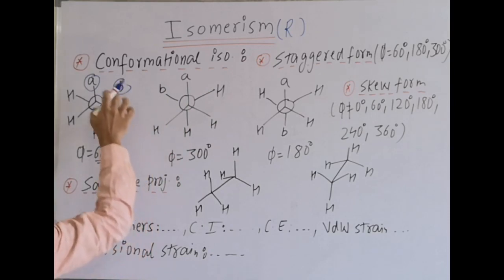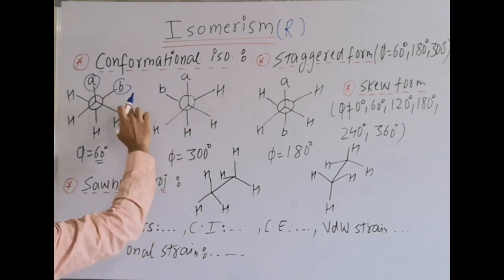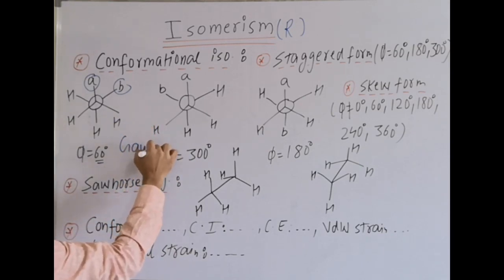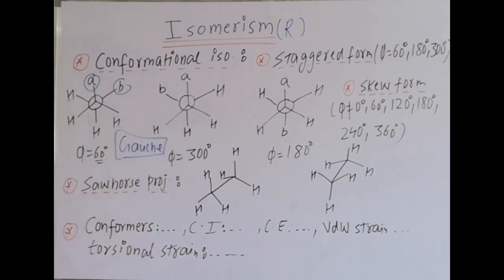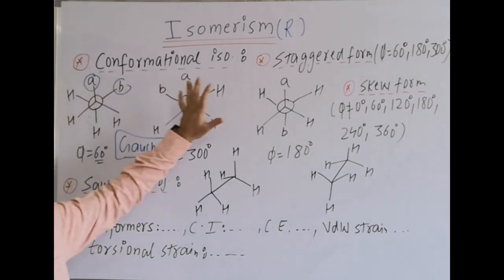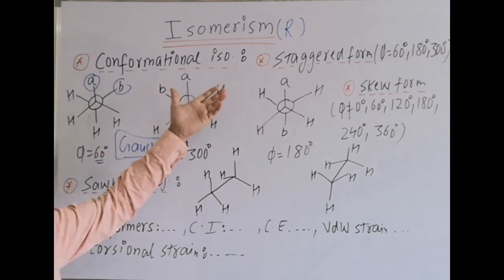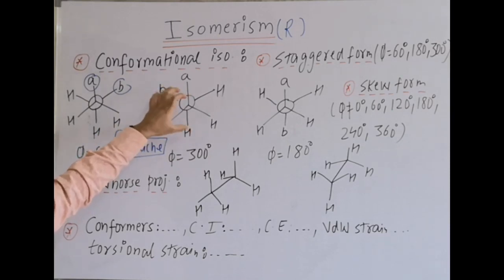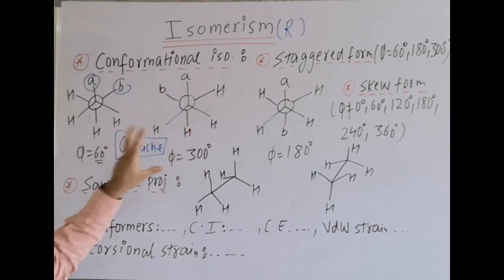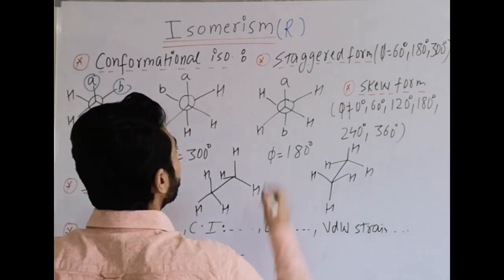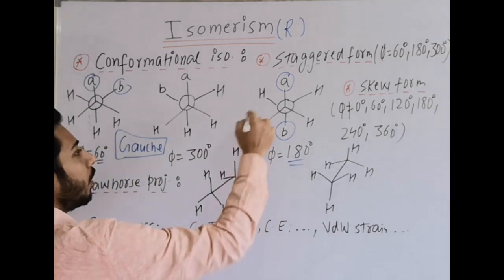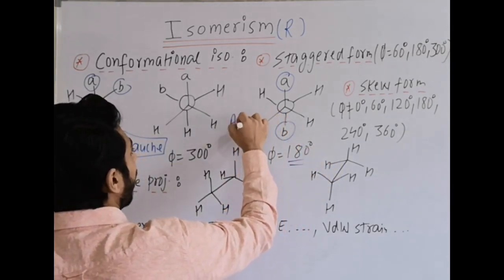In staggered form, if that is the arrangement, that is 60 degree between A and B or 300, it is termed as gauche conformation. In staggered, if all are same, suppose all are hydrogens, then we cannot use the term gauche or anti form. Then we simply say they are staggered. But if any arrangement is given in staggered, then we have to say which form it is. Then it is gauche form. Another possibility, if A and B are exactly opposite, that is 180 degree, this is which form? It is anti form.